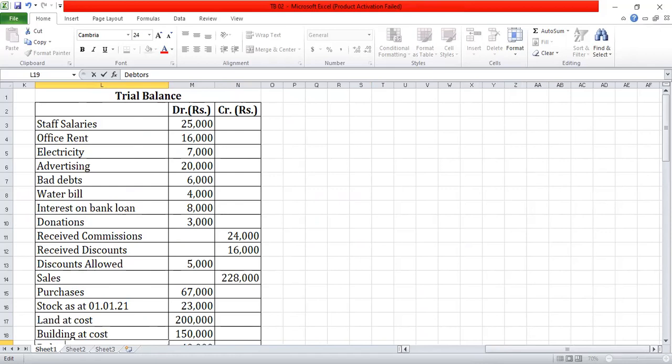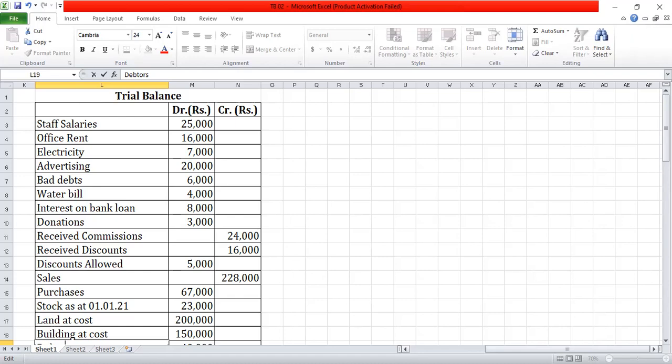Staff salaries, office rent, electricity, advertising, bad debts, water bill, interest on bank loan, donations. All these are expenses accounts. Therefore, we have to record them in the debit column.